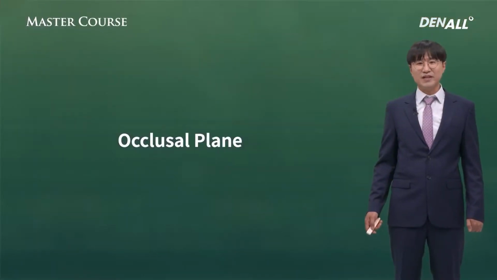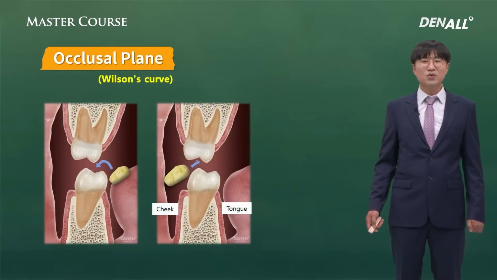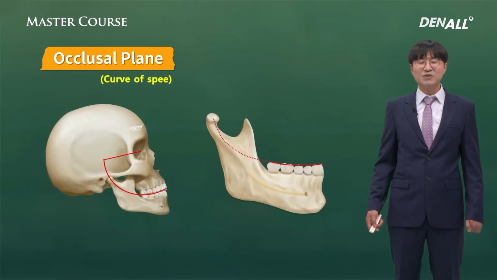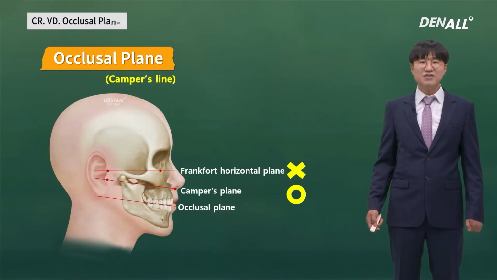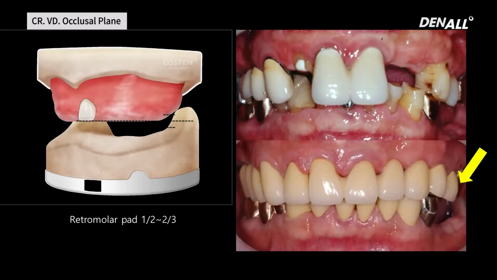Next, occlusal plane. We learned this in dental school. The direction of masticatory muscle movements is to facilitate putting food on the occlusal table. Wilson's curve needs to be provided. We don't need to explain this curve of Spee. And the Camper's line is very important for aesthetics. This is the Camper's line. Occlusal plane was not properly considered here. In this case, a further reduction of occlusal plane at 24 and 25 should have been made.